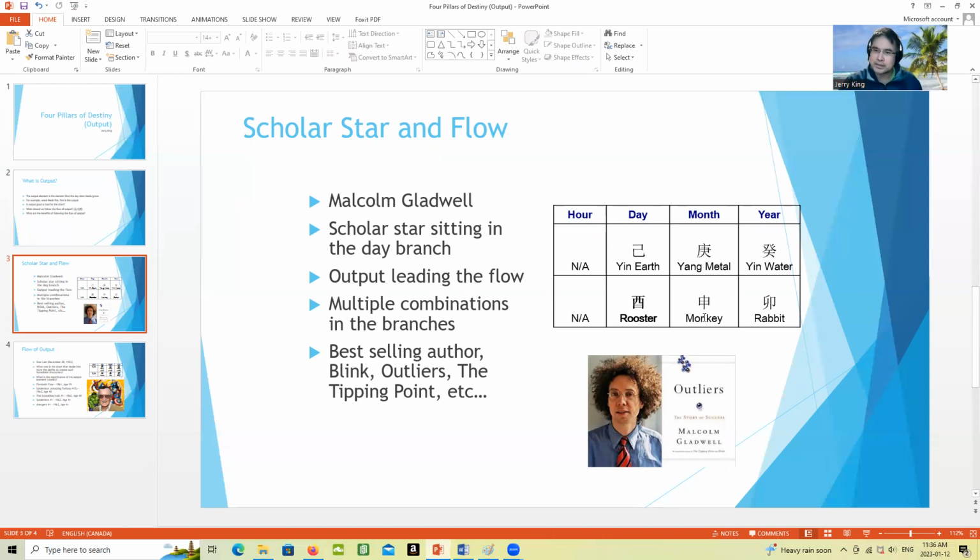Okay, there's metal, like a whole pillar of metal here. So the Yang metal monkey, there's some hidden water in there. And then you got your pure metal in the rooster. So basically all the earth is feeding the metal.